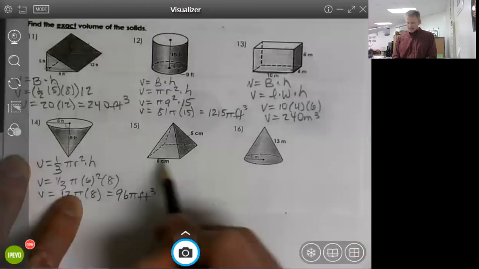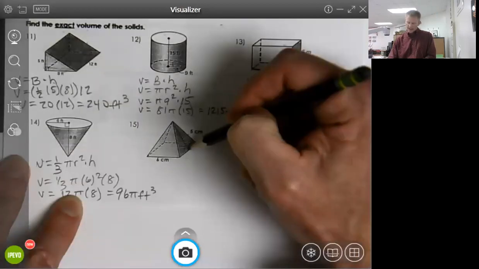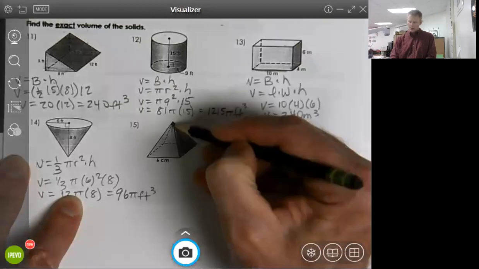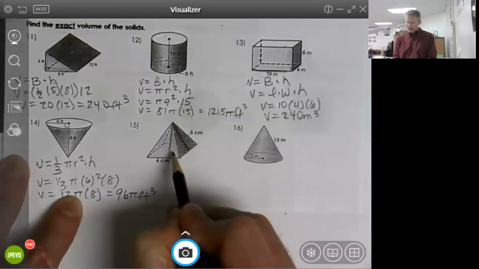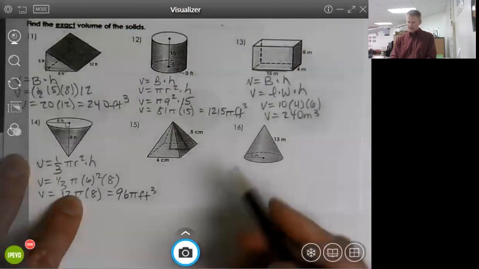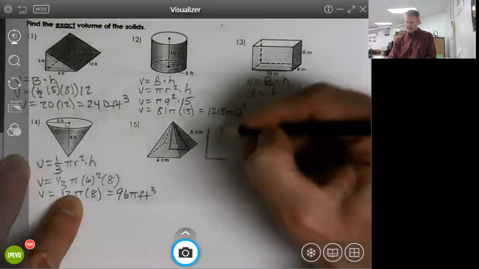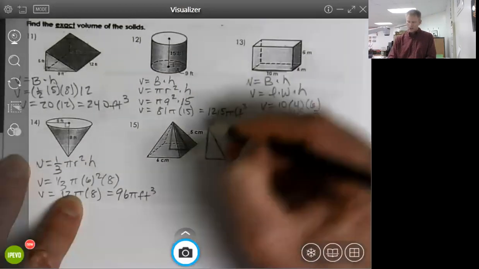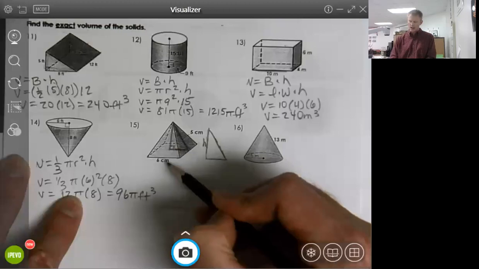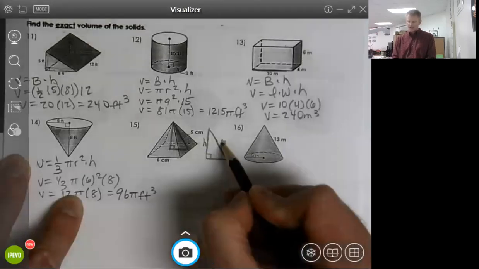Here's a pyramid. Now notice that the value they're giving us is this slant height. Well, we need to come down right in the middle and come across. We need to know what the actual height is. We don't need the slant height. We need the height of the pyramid, the perpendicular to the base, straight up. So we have 5 here.